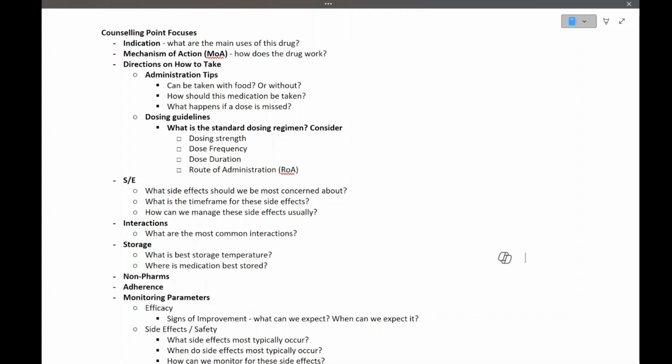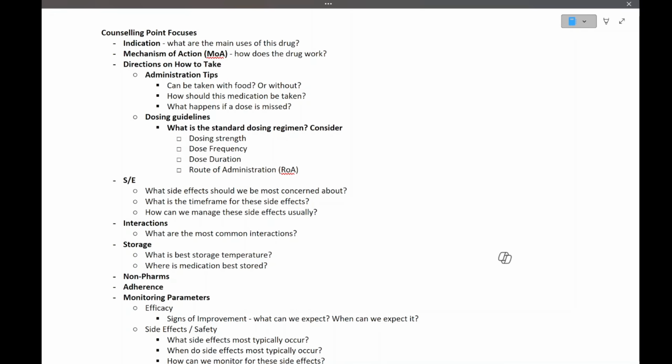This is the start of a series involving making counseling points, or going over counseling points of medications that pharmacists can expect to rehearse or recall when they need to counsel patients on how to take medication.